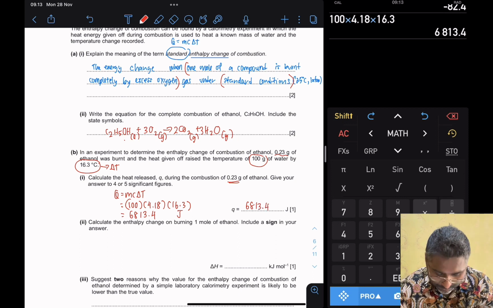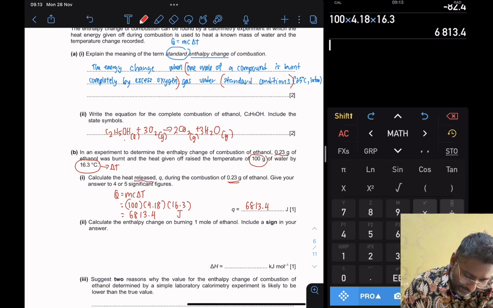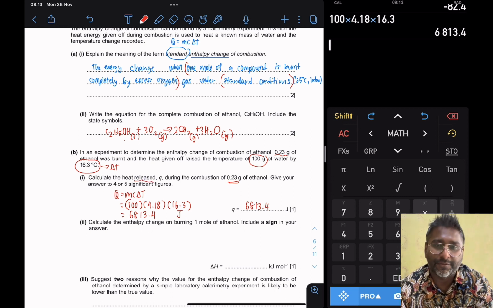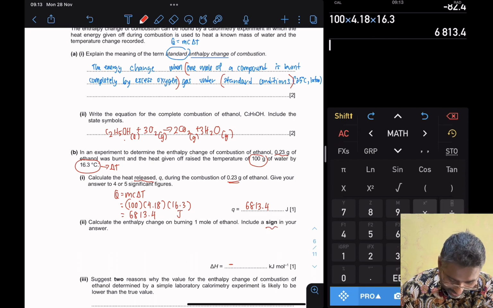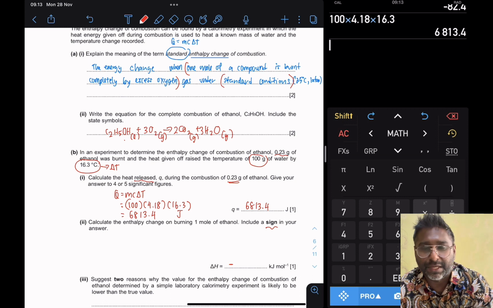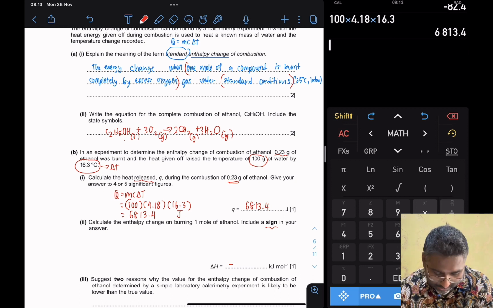Okay, calculate the enthalpy change on burning 1 mole of ethanol. Include a sign in your answer. Previously you don't include the sign, because they say heat release is understood, it's negative. But in this case, you need to include the sign, must be negative. Why? It's an exothermic reaction. Temperature is going up. So just put the sign over there.